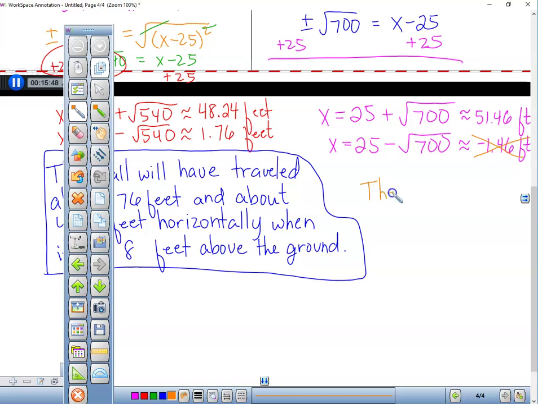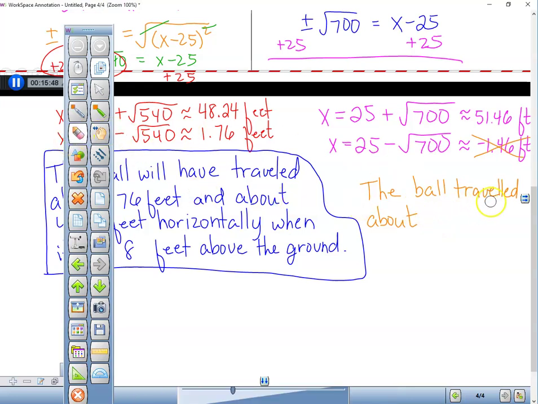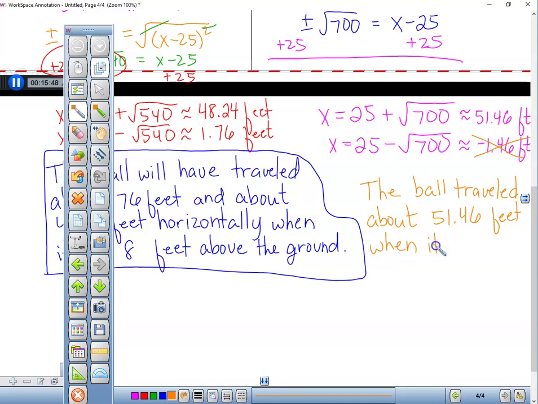So the ball traveled about, travel doesn't have two L's, so let me fix that. I don't like to misspell things. The ball traveled about 51.46 feet when it hit the ground. Or you could say before it hit the ground. I like that too.